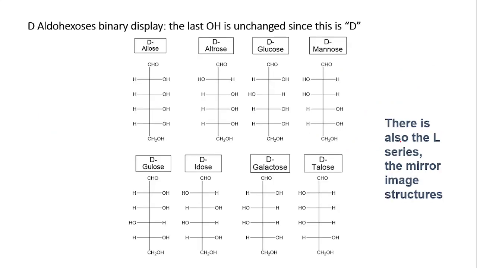Okay. So again, this is already something we have discussed. What we see here is that we are calling all of these structures D, because at the last chiral carbon, the OH is on the right side. So all of them are D. These are the 8 sugars present in the aldohexose series, the aldohexoses, and these are the possible ones.